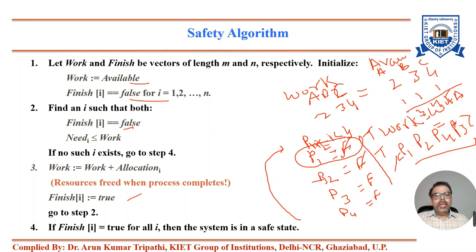Suppose that after trying the resource allocation, P3 will never have its request satisfied. Then we will say the system will be in a deadlock condition. Whatever resources I allocate in the system, it will not satisfy the request of P3. That's why the system will be in the deadlock state. So this was all about the safety algorithm.